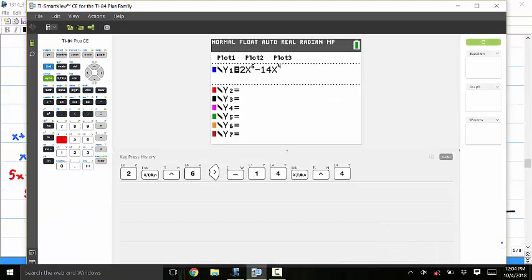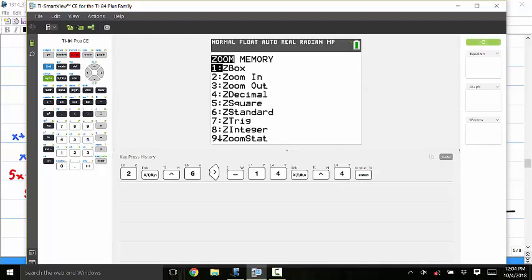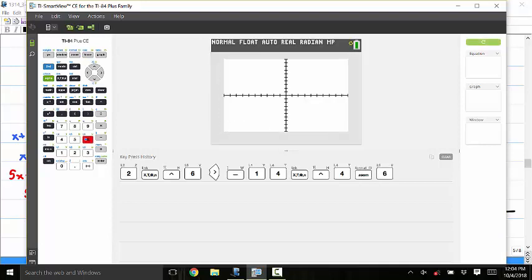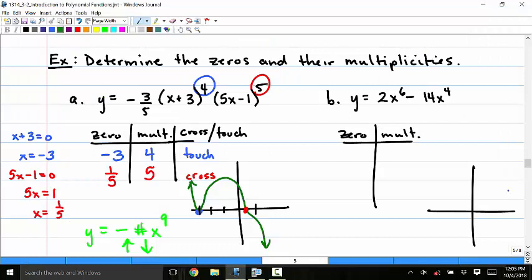So I entered the polynomial into my calculator, and I'm going to hit zoom 6 because that puts me at a standard window, negative 10 to 10. How many x-intercepts do I think I have? 1, 2, 3, maybe? Okay. Over here, I'm going to tell you, hold on.